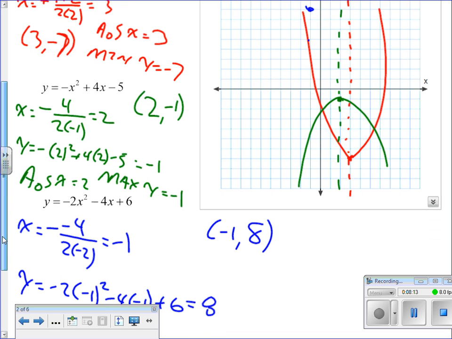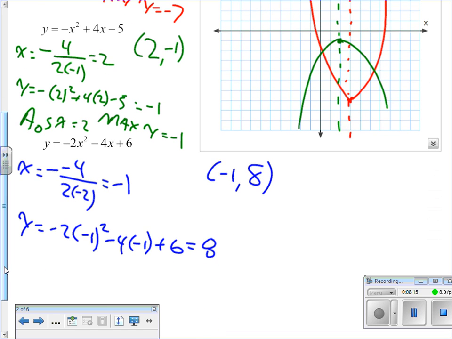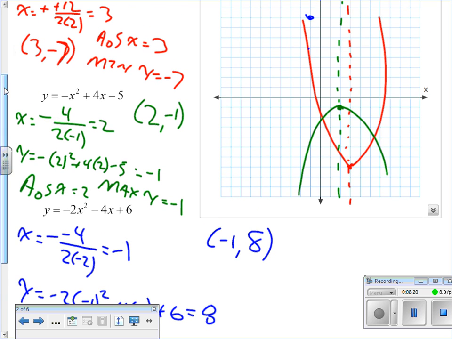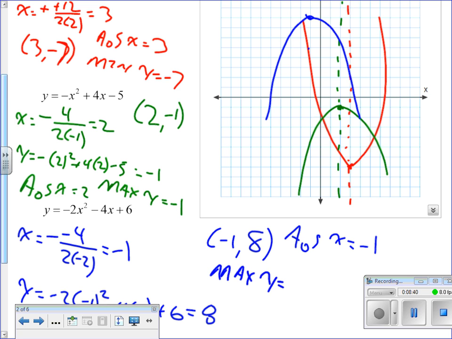And does this one open up or down? It opens down because I've got a -2. So it opens down. My axis of symmetry, AOS, x equals x-coordinate of my vertex, -1. And then on this one, I have a maximum at y equals 8, because it opens down, so I have a high point and a low point. Okay, questions? A lot going on, not a big deal.